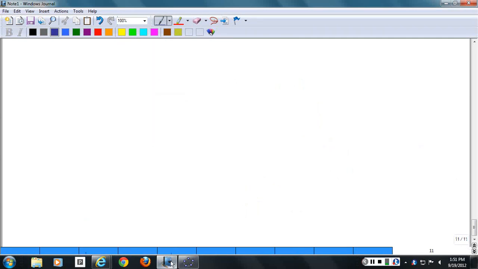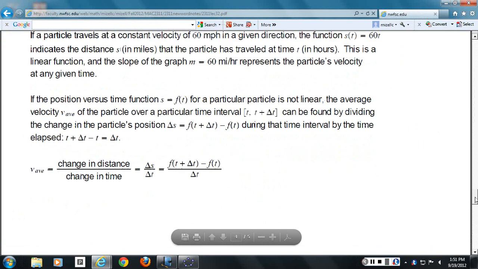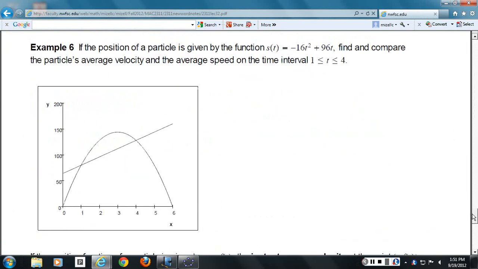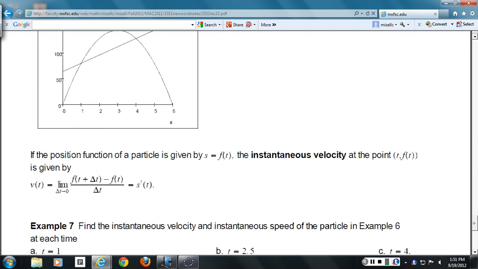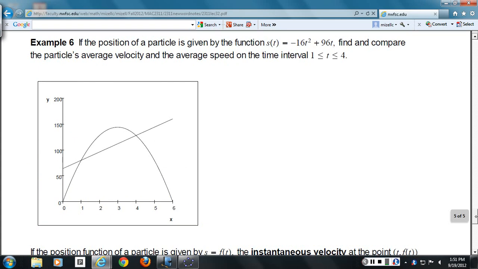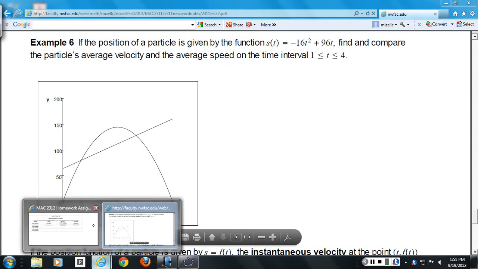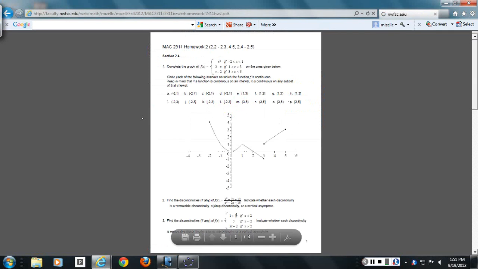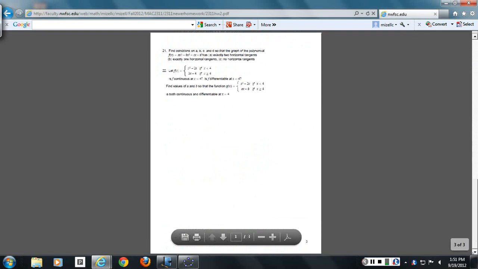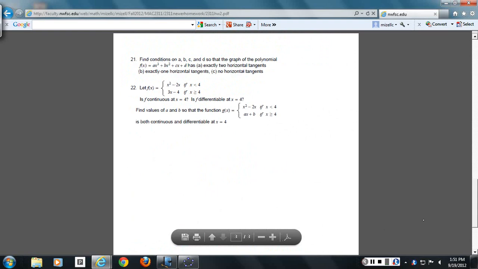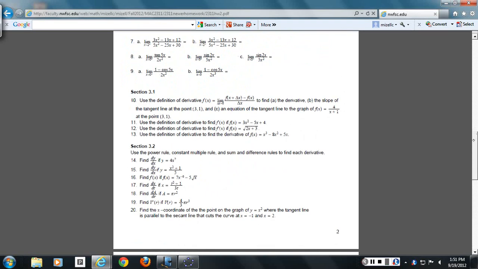The example that I had some other questions comparing average velocity and average speed, and then instantaneous velocity. I'm going to look and see what specific review problems I have that touch on that topic. And I really don't think I have any in section 3.2. Is there anything involving rectilinear motion, section 3.2?